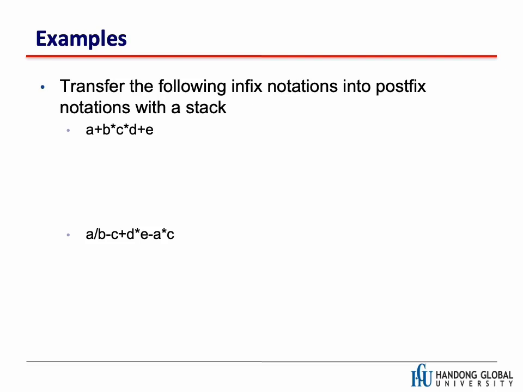Let me go through it real quick. A B slash C minus D E star plus A C star minus. That's the answer. If you know the rule, then it's not that complicated. It's kind of straightforward.